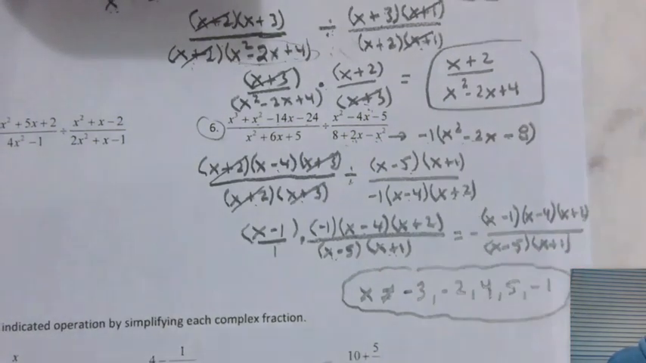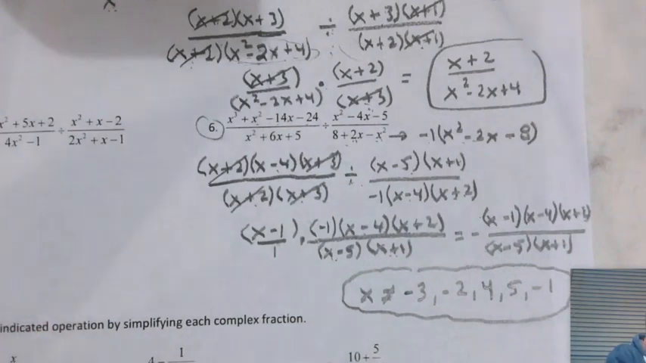Okay, let me just double check. I got something a little different when I did it last time. x plus 2, x minus 4, x plus 3, x plus 2, x plus 3. And then x minus 5, x plus 1, x minus 4, x plus 2.